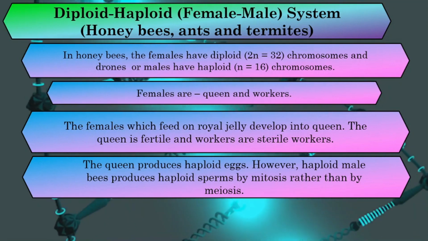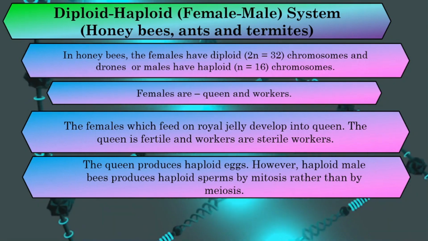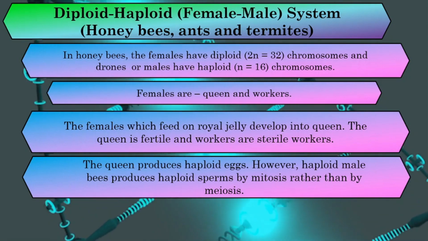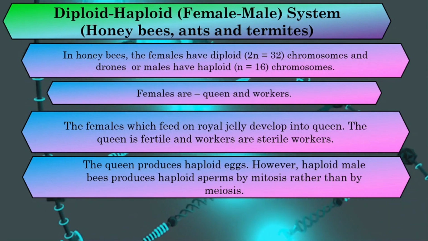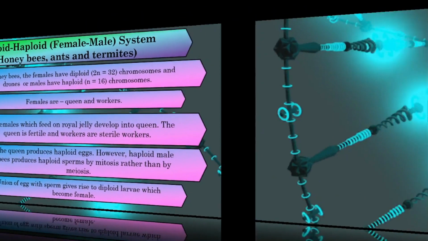The queen produces haploid eggs. However, haploid male bees produce haploid sperms by mitosis rather than meiosis. The union of eggs with sperm gives rise to diploid larvae, which become female.